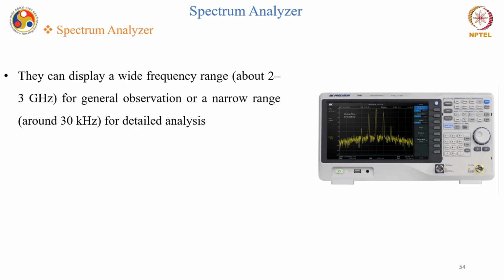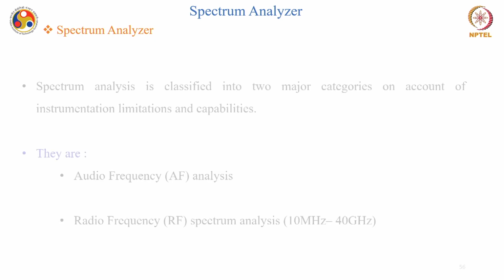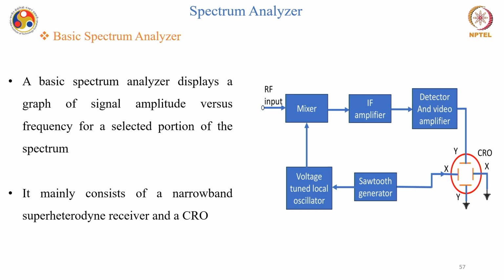They can display a wide frequency range of the order of 2 to 3 gigahertz for general observation, or a narrow range of about 30 kilohertz for detailed analysis. Signals at microwave frequencies separated by only a few kilohertz can be clearly distinguished using a spectrum analyzer. Spectrum analyzers are classified into 2 major categories on account of instrumentation limitations and capabilities. They are audio frequency, AF analysis, and RF analysis. RF spectrum analyzers usually work in the range of 10 megahertz to even 40 gigahertz. But before we actually see them, let's see a basic spectrum analyzer.